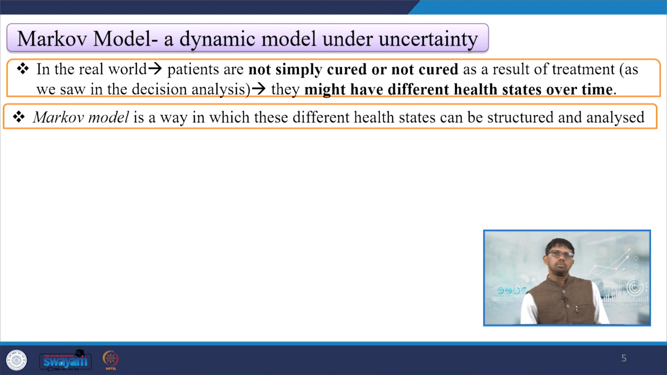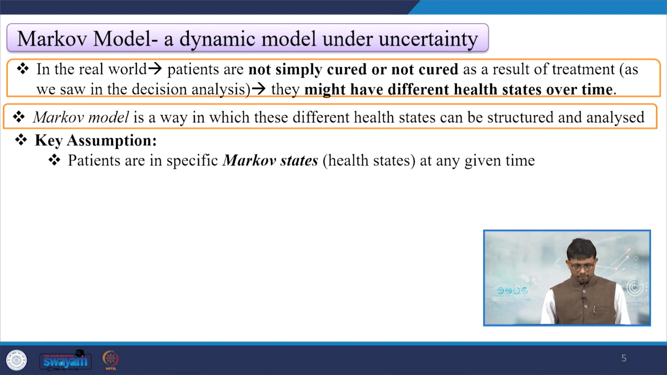In the real world, patients are not simply cured or not cured as a result of treatment. Just cure and not cure should not be the final option. In reality, we may get various possibilities. They might have different health states over time. The Markov model is a way in which these different health states can be structured and analyzed.